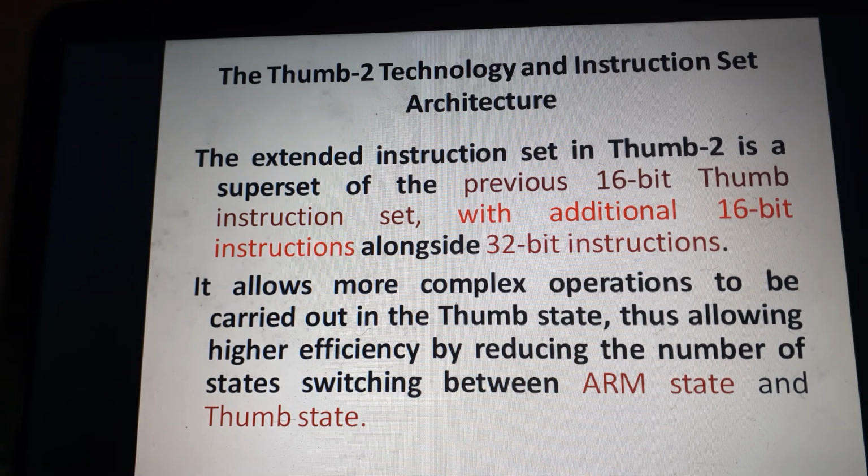So now Thumb-2 technology instructions are powerful, and they even include decision-making instructions. So all complex operations we can handle in Thumb state itself.